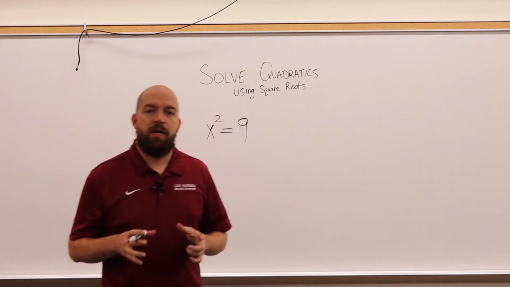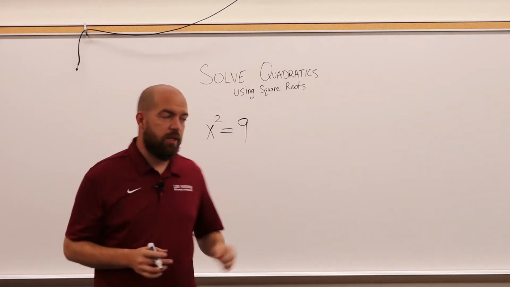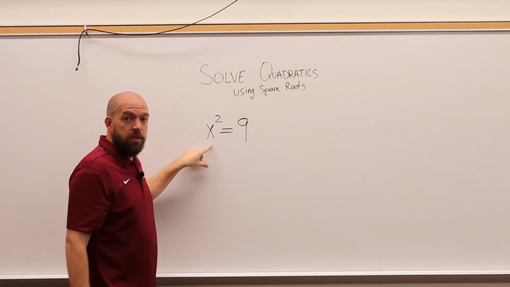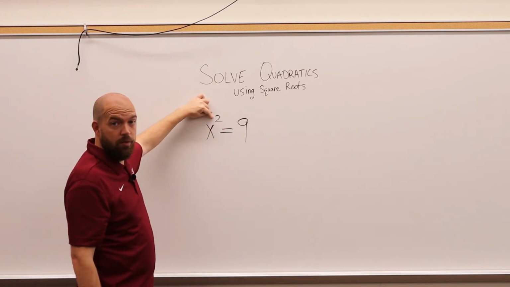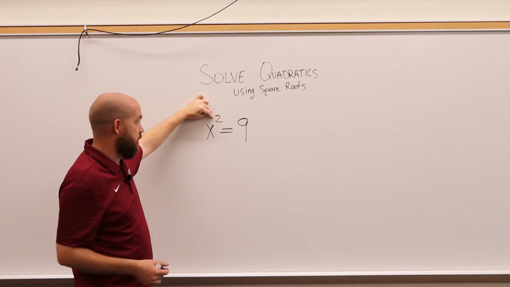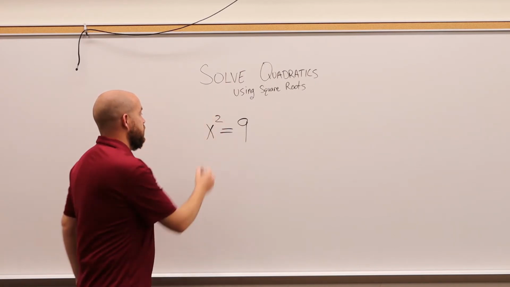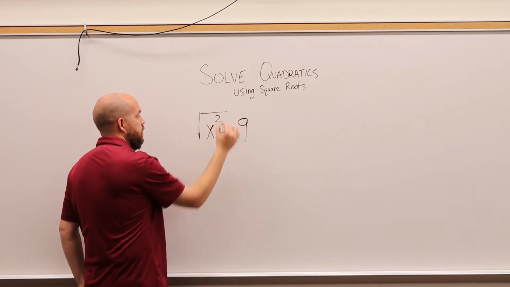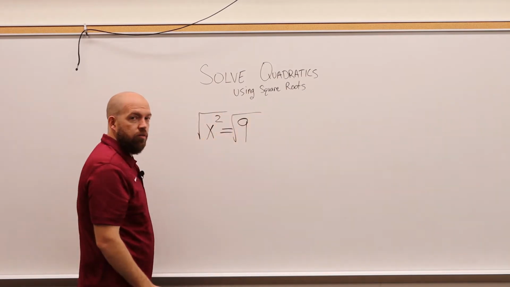can get x alone by just taking the square root of both sides. We need to get x alone, so we want to cancel this square. And the way to cancel a square, or an exponent, is to take a root. And if it's a square, we're going to take a square root. So we're going to cancel this square by taking the square root of both sides.